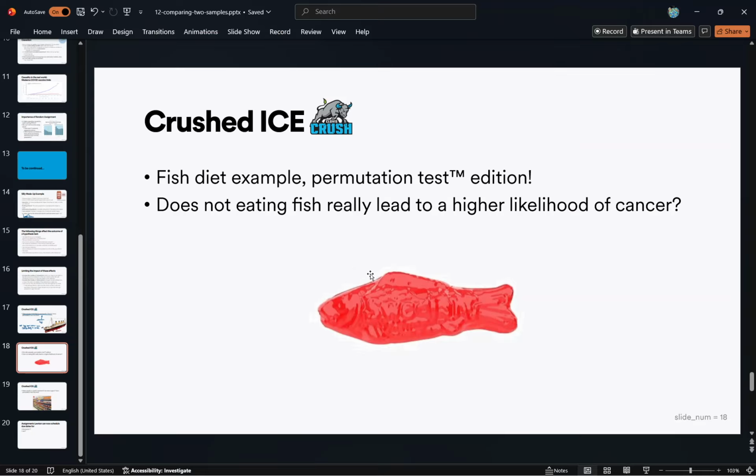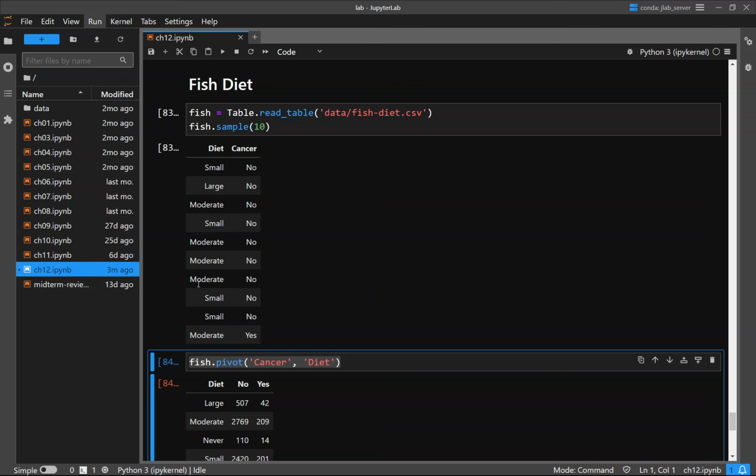Again, our alternative hypothesis is that not eating fish leads to a higher likelihood of cancer, which implies that our null hypothesis is the opposite. It's like, no, there is no difference. So it didn't matter how much fish you ate, which means that diet column was irrelevant. It could have happened to anybody.